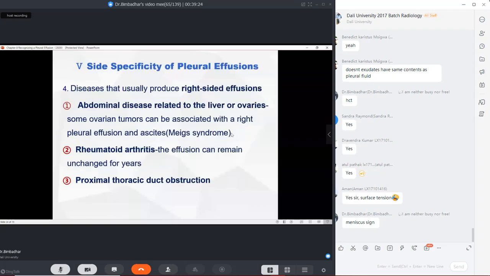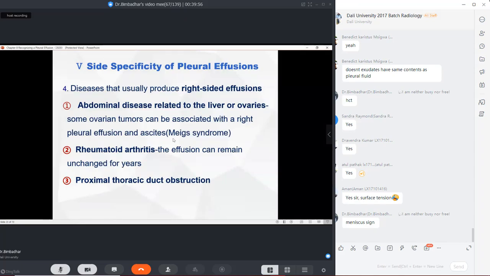Abdominal diseases related to the liver and the ovaries. Please write down a very important point. There is a condition called Meigs syndrome. Meigs syndrome is a condition that causes ovarian tumors, generally associated with ovarian cancer, and it causes right-sided pleural effusions and ascites.